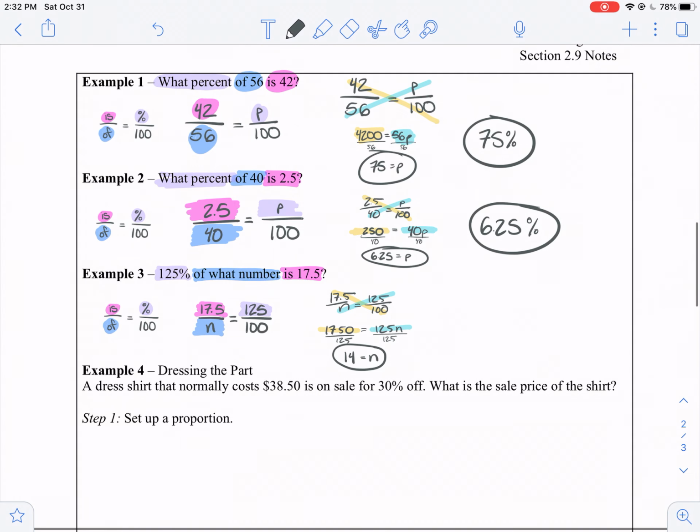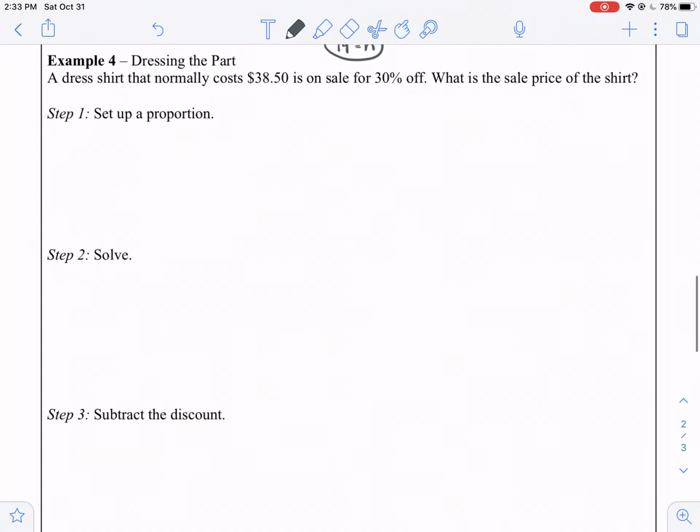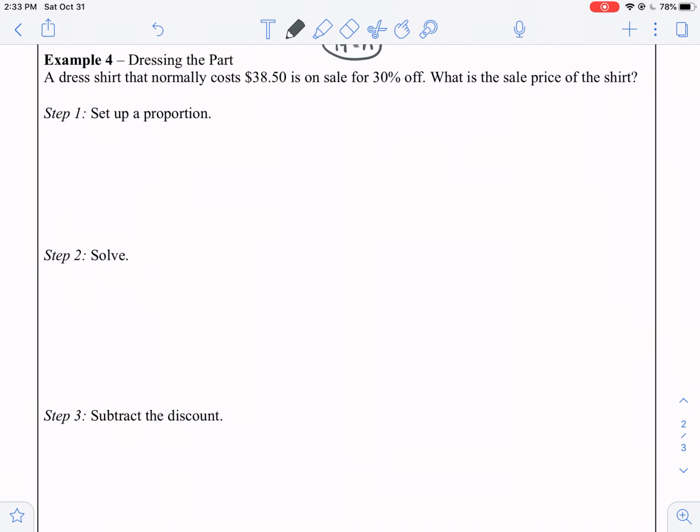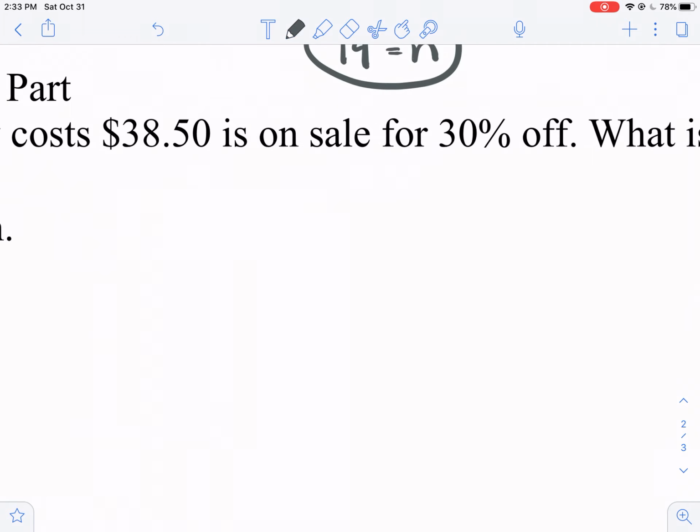Yay! Okay, that's cool, Miss Van Dyke, but when are we going to use this in real life? Well, I'll show you. Let's say you go shopping for a new outfit and you want to get a shirt and you see that it's normally $38.50. But it's on sale. Yay, we love sales, for 30% off. What's the price of your shirt? Well, we need to find out what 30% of 38.5 is.